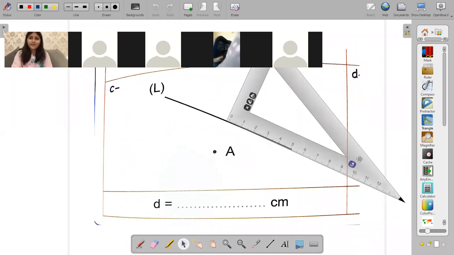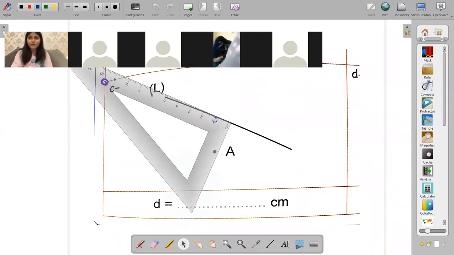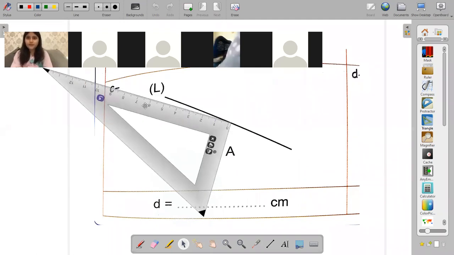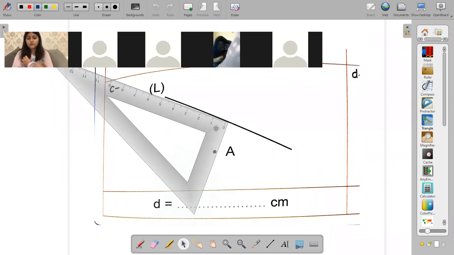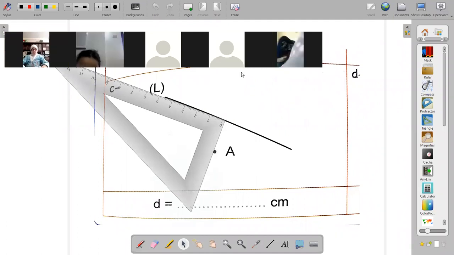So what shall I do? Flip the set square. Excellent. So I will flip it. Now is it correct? Yes, because the right angle is on the line L. Always the right angle has to be on the line L. Move it till I reach the point A. Then draw the perpendicular line.